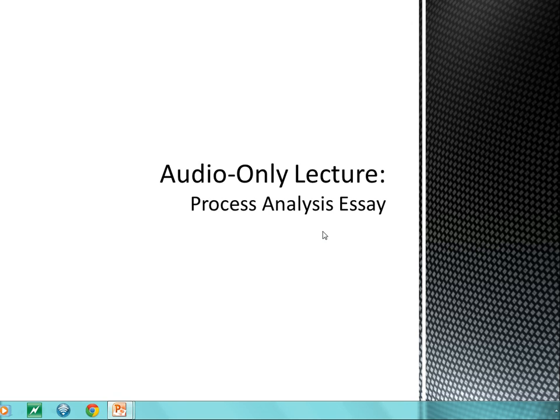So in your Patterns textbook, this essay is simply called a process essay. I like to call this a process analysis essay because it's more accurate. I think it reflects what the actual essay is asking you to do. So if you think about the words process and analysis and what they mean, we can come to an understanding of what a process analysis essay actually means.